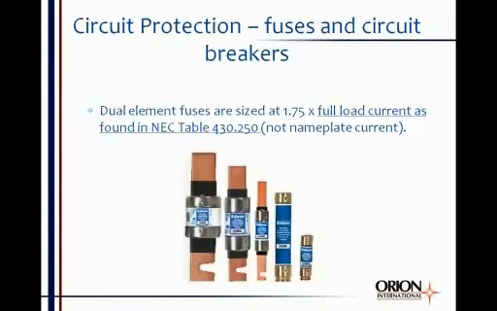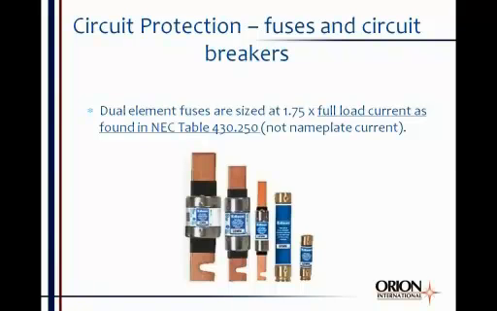Usually for motor circuits, you're going to want to refer to a table in the National Electrical Code, the NEC, in order to find the full load current for a given motor. Then you're going to size the elements for the fuse at 1.75 times the full load current as found in the National Electrical Code table. In other words, you've got a 20 horsepower motor. It gives you the nameplate current, but the nameplate current is not what you'll use in order to size the overcurrent device. These are overcurrent devices as opposed to overload devices.